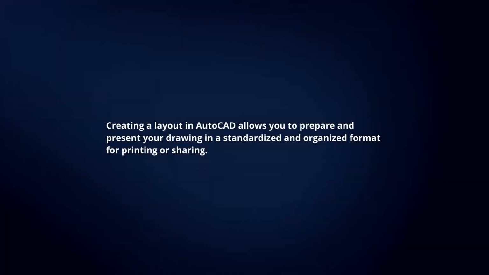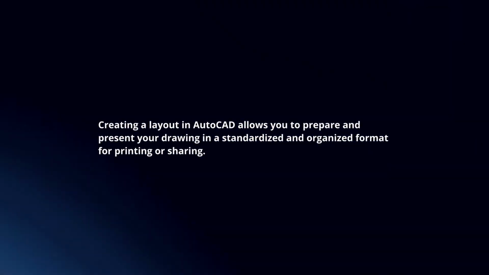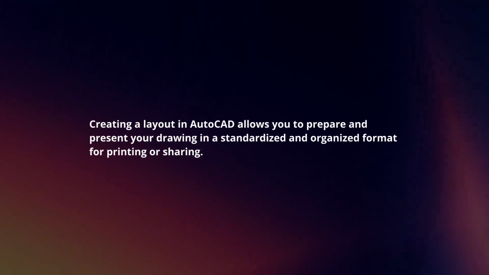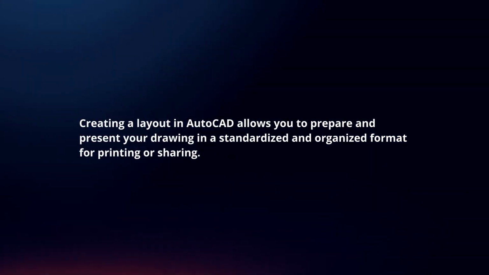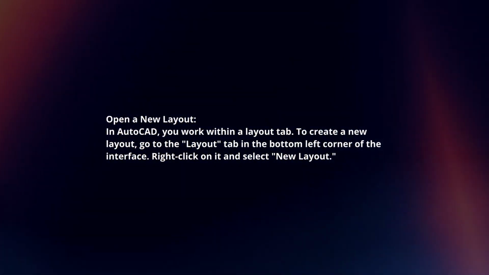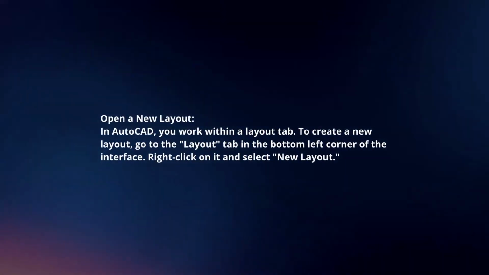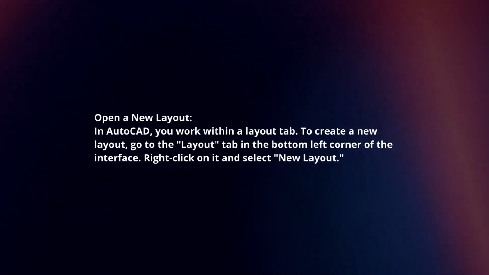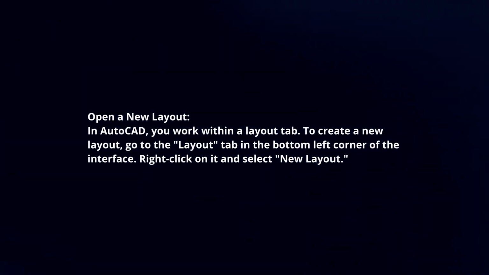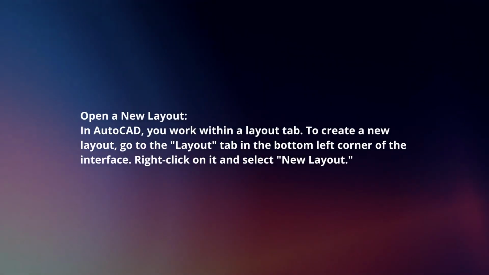Creating a layout in AutoCAD allows you to prepare and present your drawing in a standardized and organized format for printing or sharing. Here's a concise guide. Open a new layout. In AutoCAD, you work within a Layout tab. To create a new layout, go to the Layout tab in the bottom left corner of the interface. Right-click on it and select New Layout.